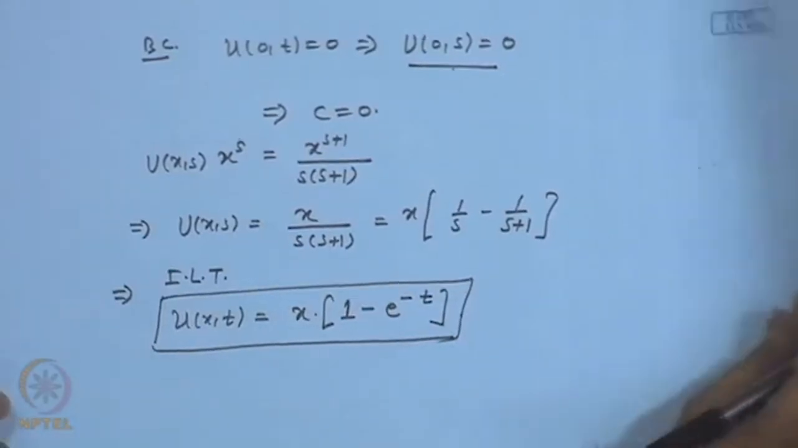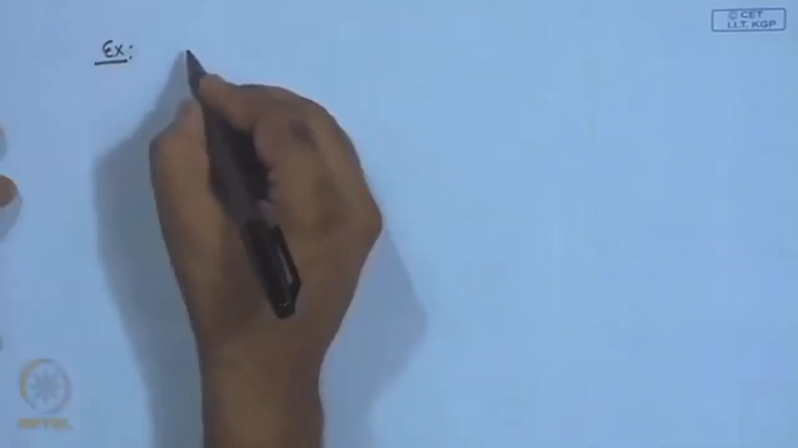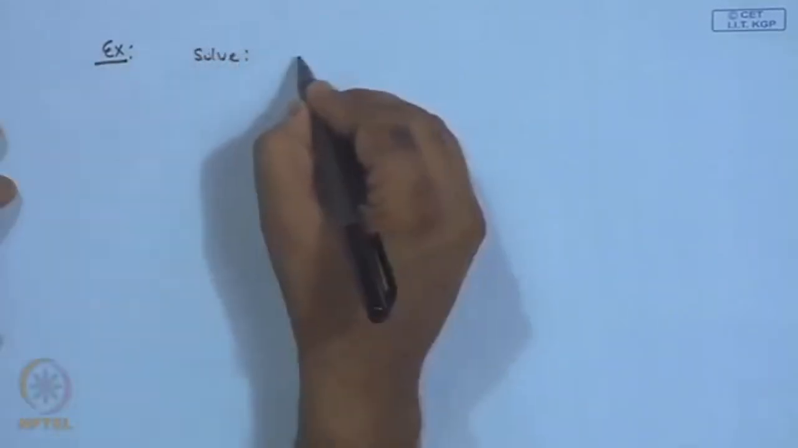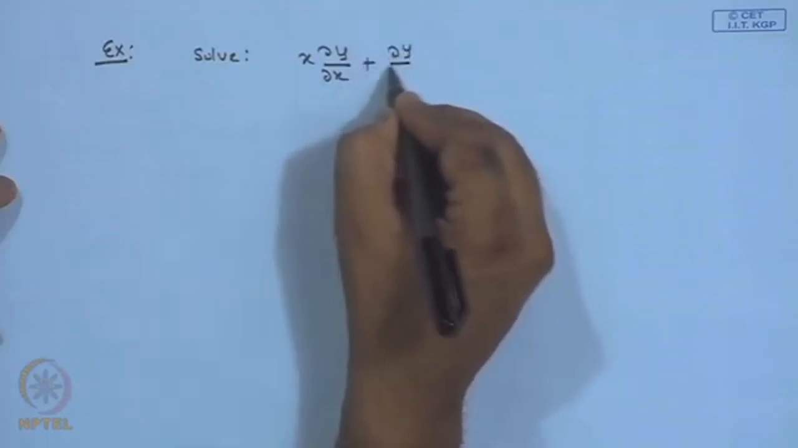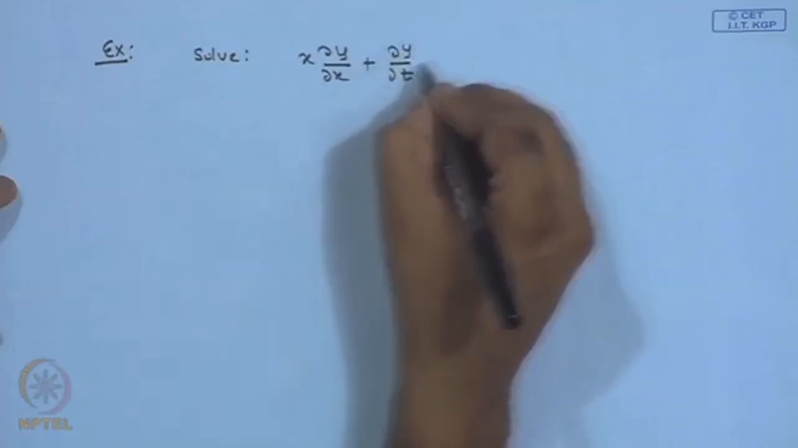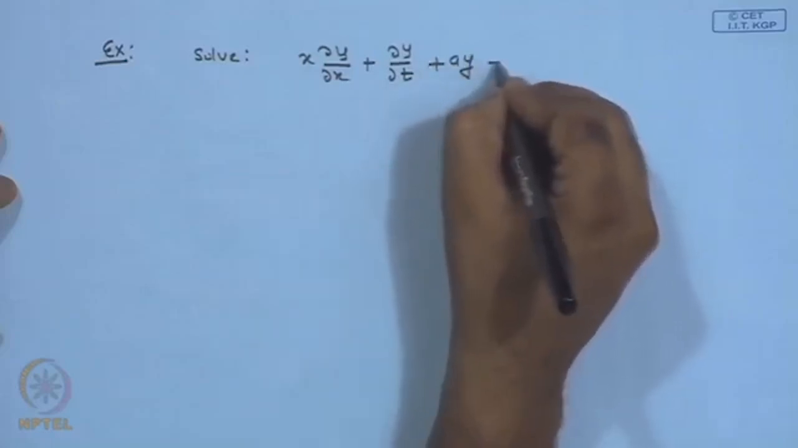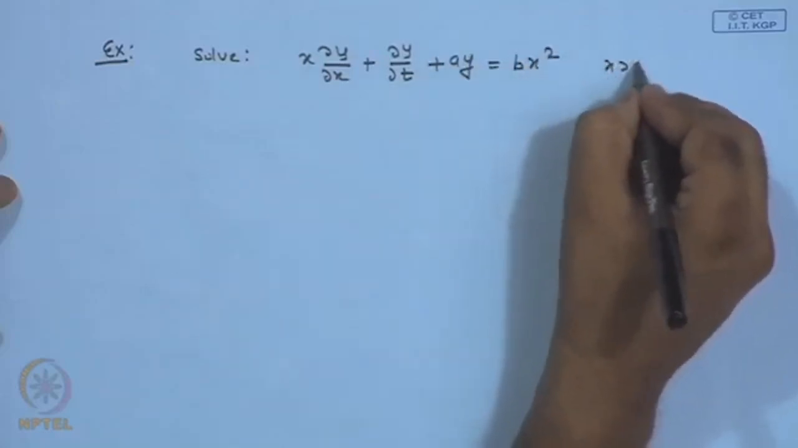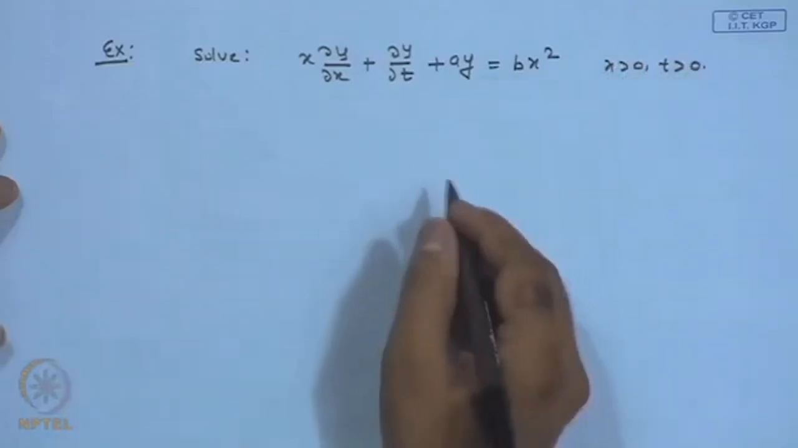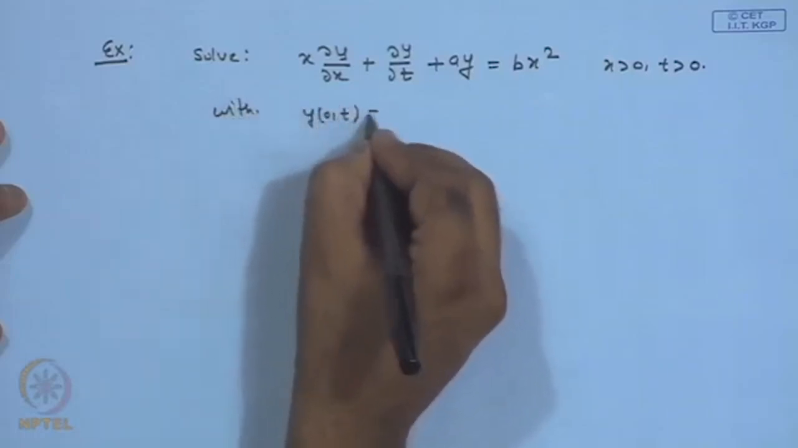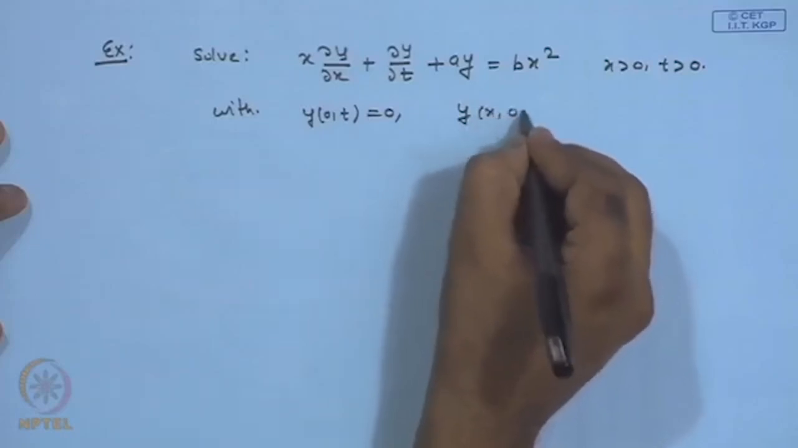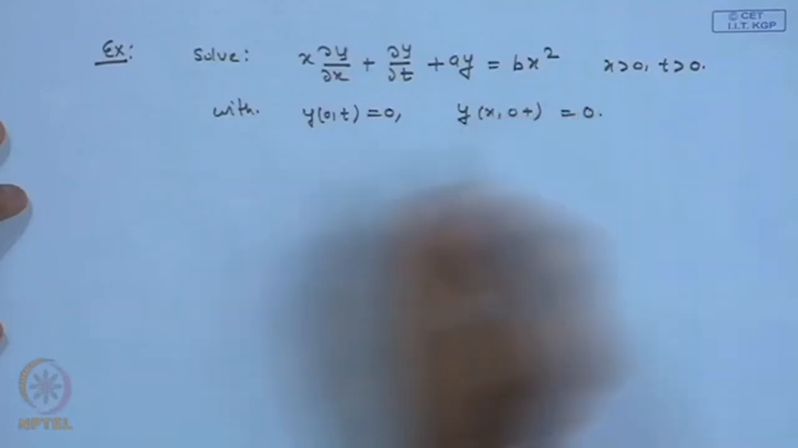So we consider one more example of a similar kind of first order partial differential equations, and then we will move to the second order differential equations. Here we solve x del y over del x plus del y over del t plus a y equals b x square, x positive and t positive, with the given initial conditions that y(0,t) is 0 and y(x,0) is 0.